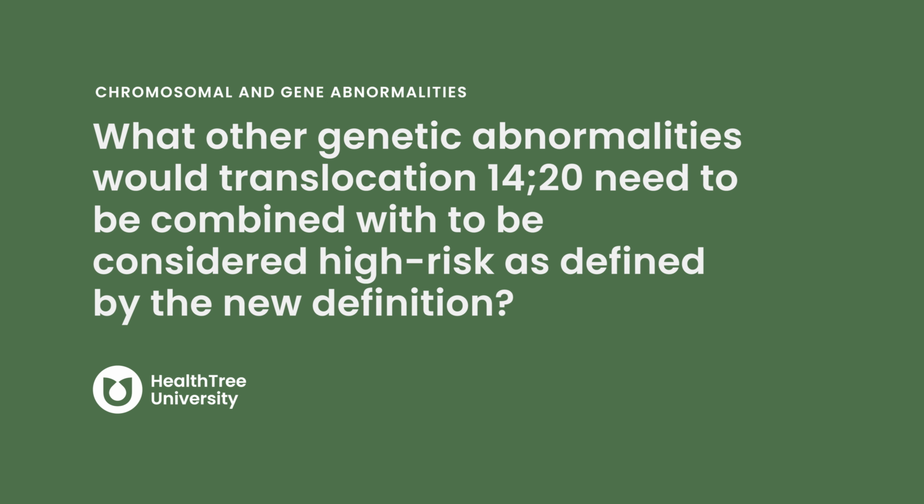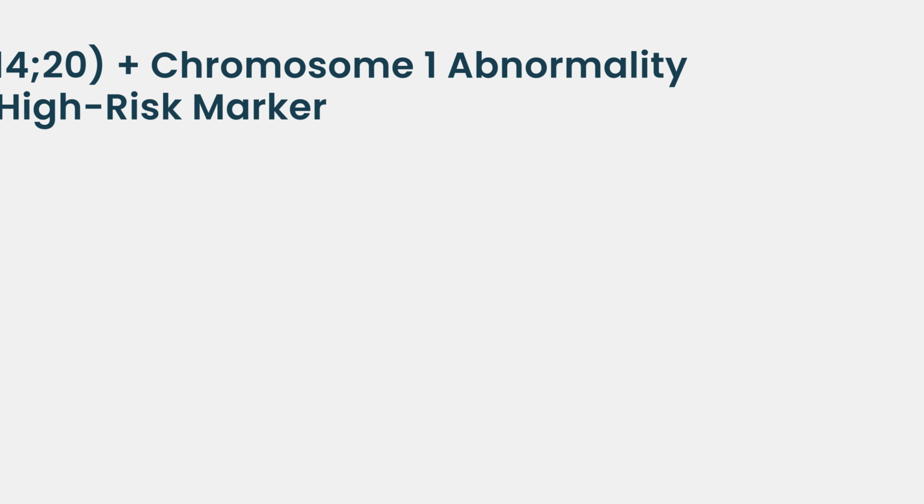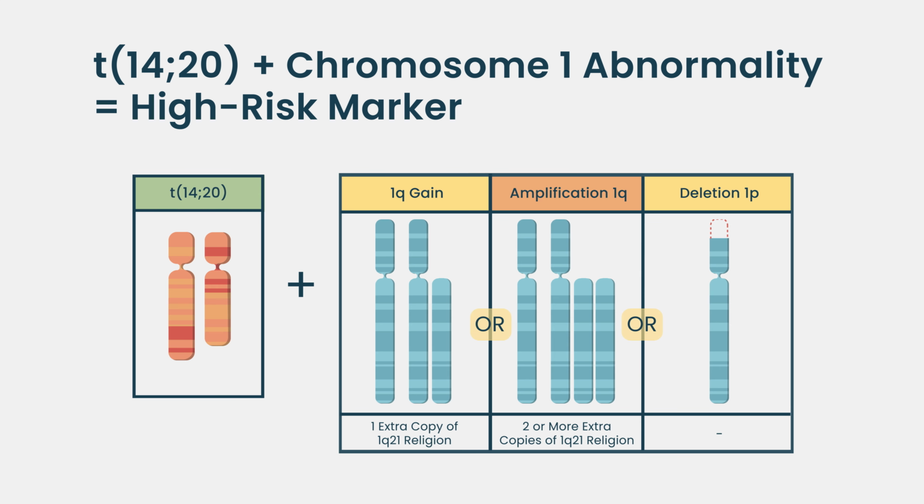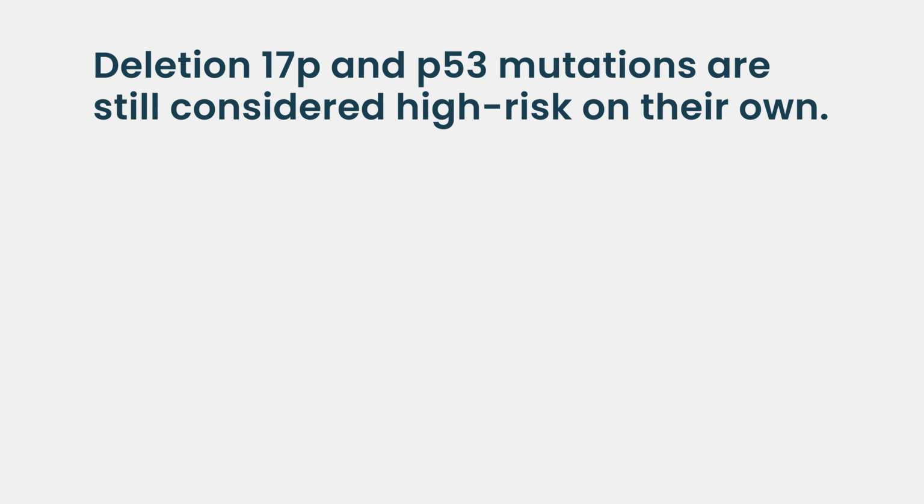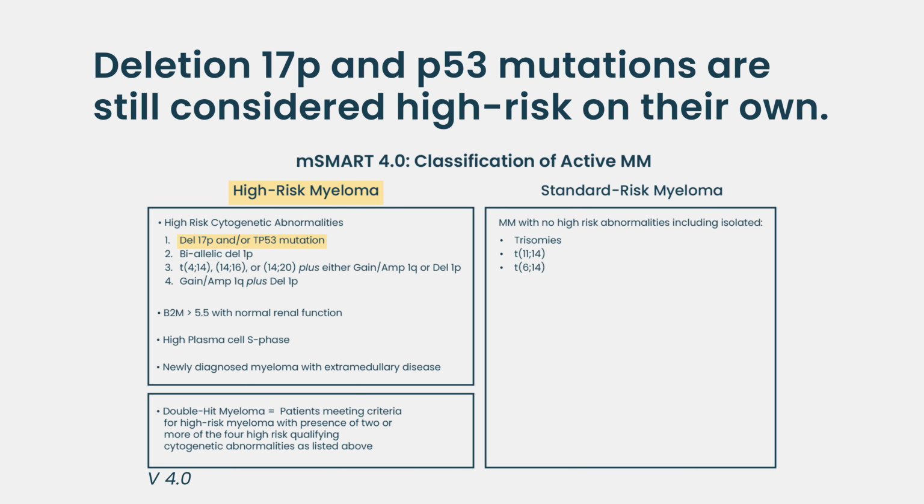What other genetic abnormalities would translocation 1420 need to be combined with to be considered high risk as defined by the new definition? So a lot of the translocations, which earlier used to be considered as high risk, the translocation 414, 1416, 1420, they now most likely need to be combined with the chromosome 1 abnormality to be considered as high risk. But again, the one thing that has not changed from the previous high risk definition to the new high risk definition is the fact that the presence of a deletion 17p or TP53 is universally considered high risk.